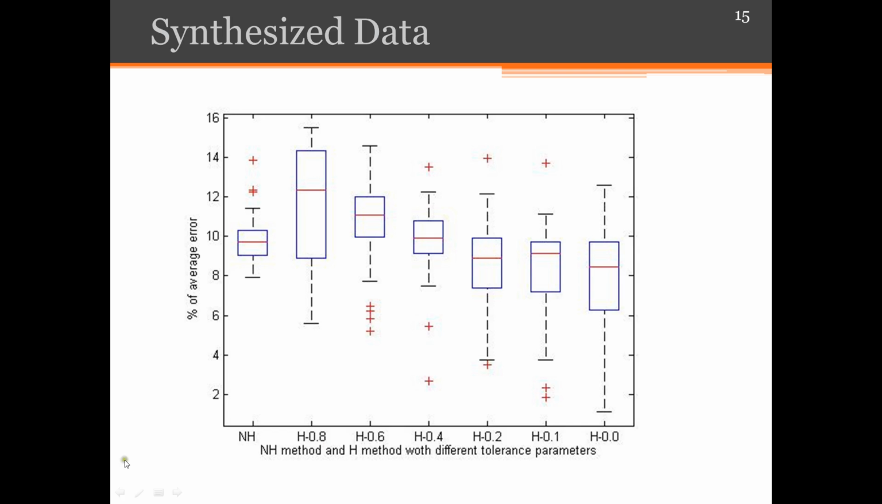In here you can see the error rates for non-hierarchical method and hierarchical method with different tolerance parameters. As you can see, when the tolerance parameter is high, it means you are low on budget, then the error is higher than the non-hierarchical method. But as the tolerance decreases, which means your budget has increased, then the error rate is going to be comparable to the non-hierarchical method or even lower.